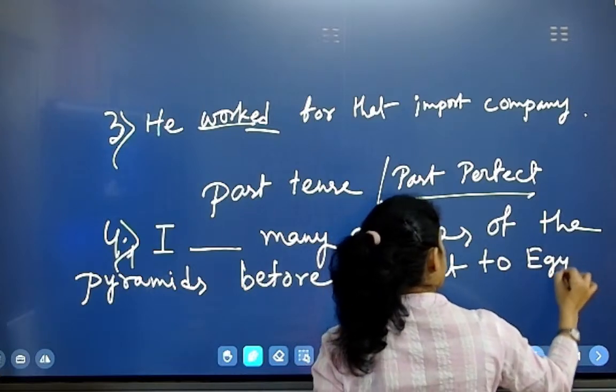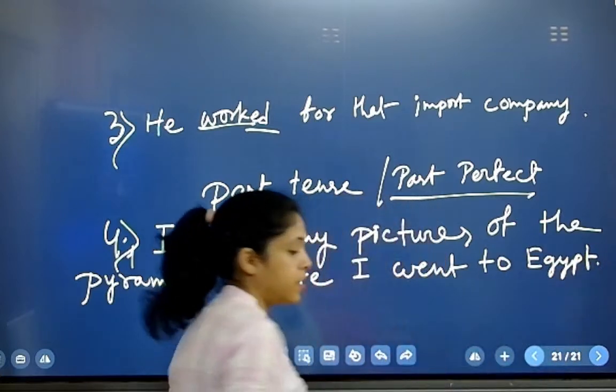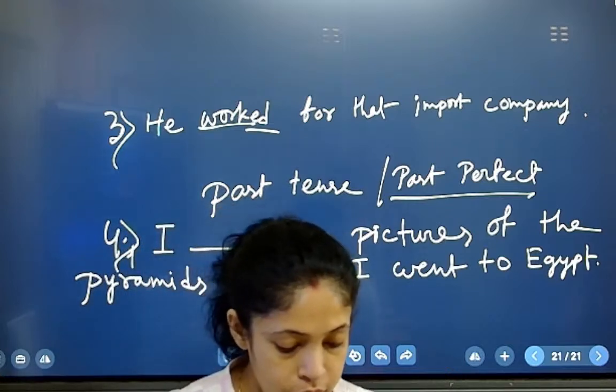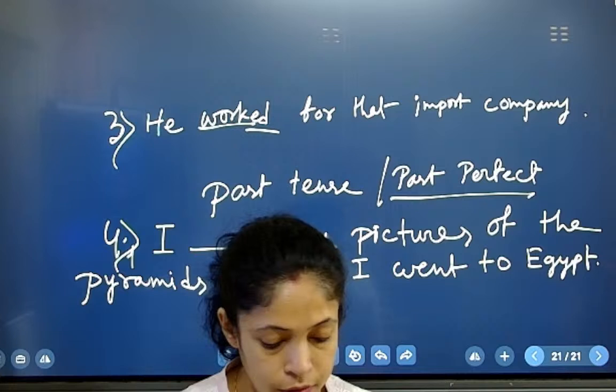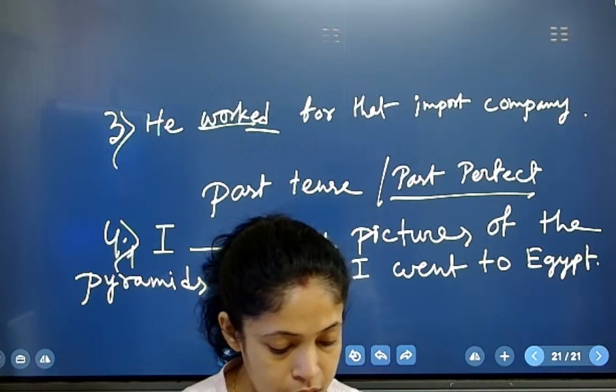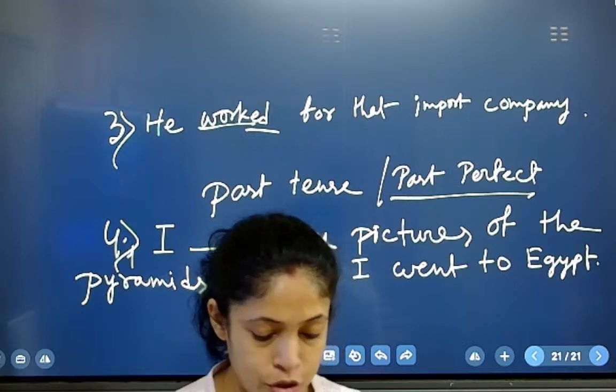Only the first portion I am writing, the second portion I am reading out. Number 4: I dash many pictures of the pyramids before I went to Egypt. Pictures of the monuments are very misleading. The pyramids are actually quite small.